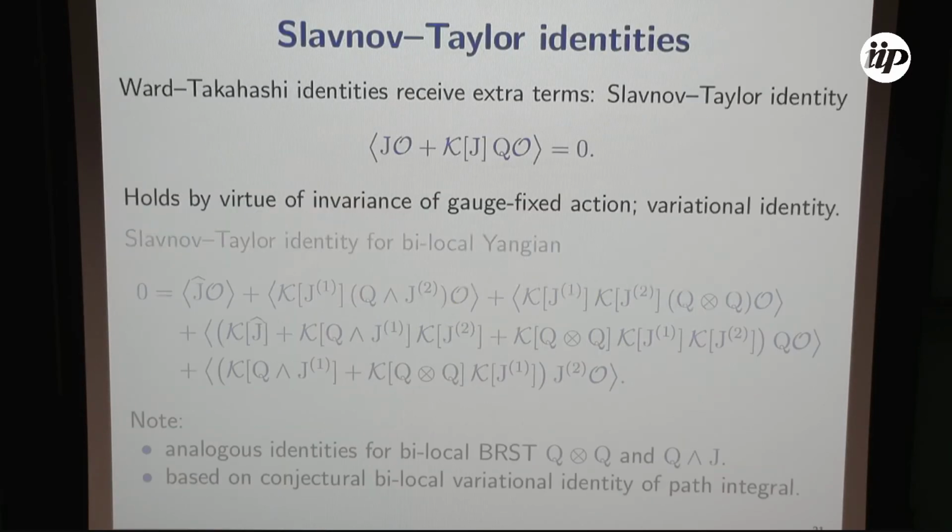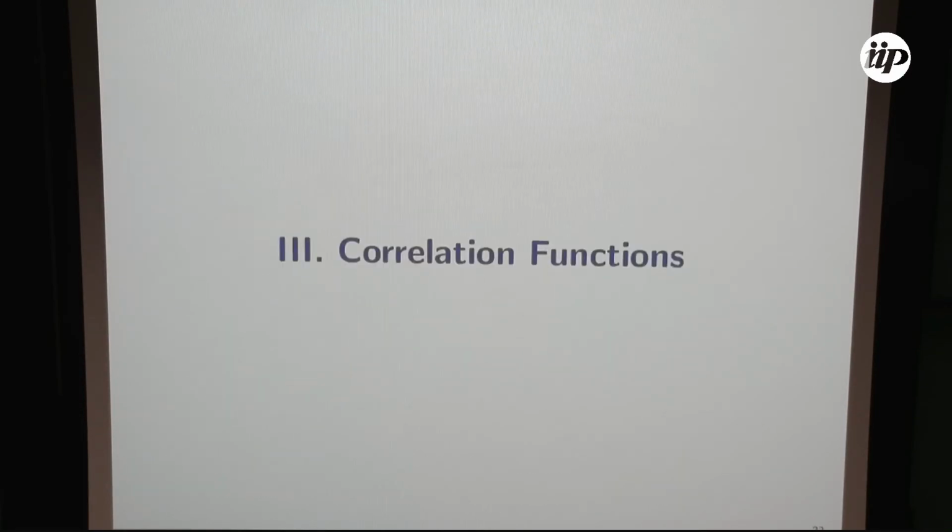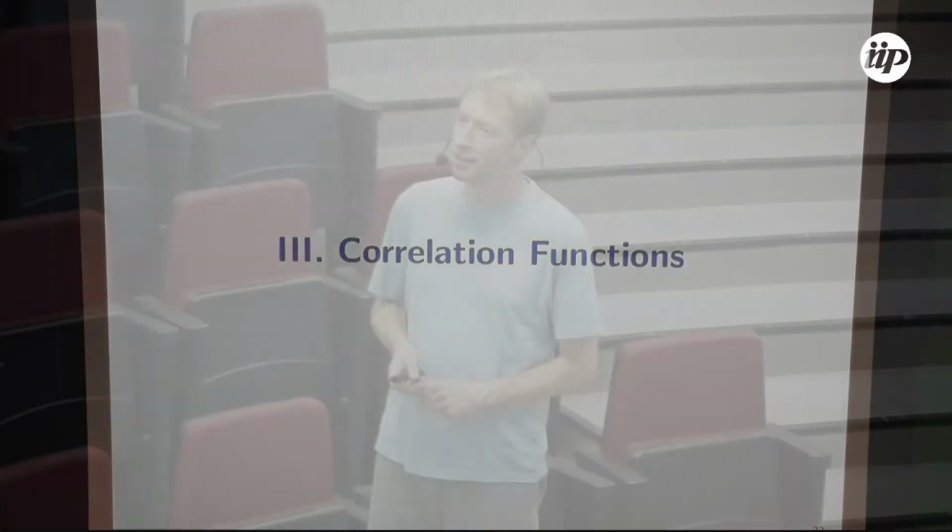So let's just go to the last aspect. So let's say we have fixed the gauge. We have settled how to deal with gauge fixing in connection with the Yangian symmetry, and address your question first.